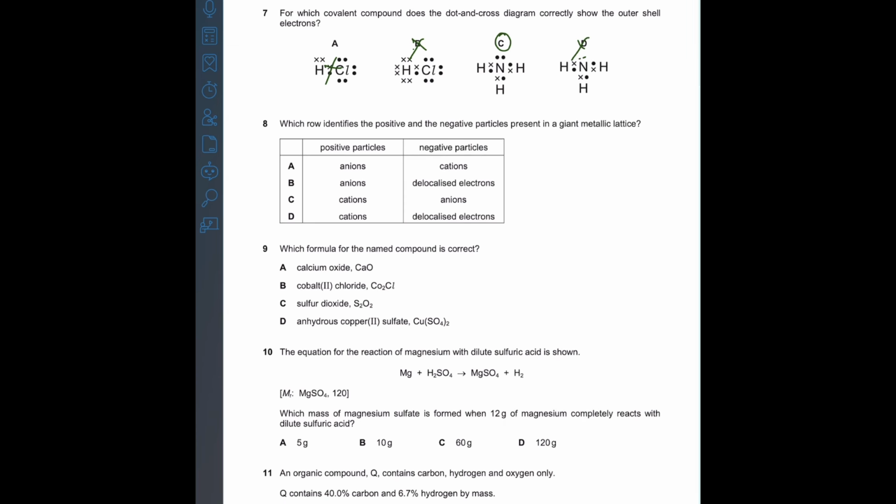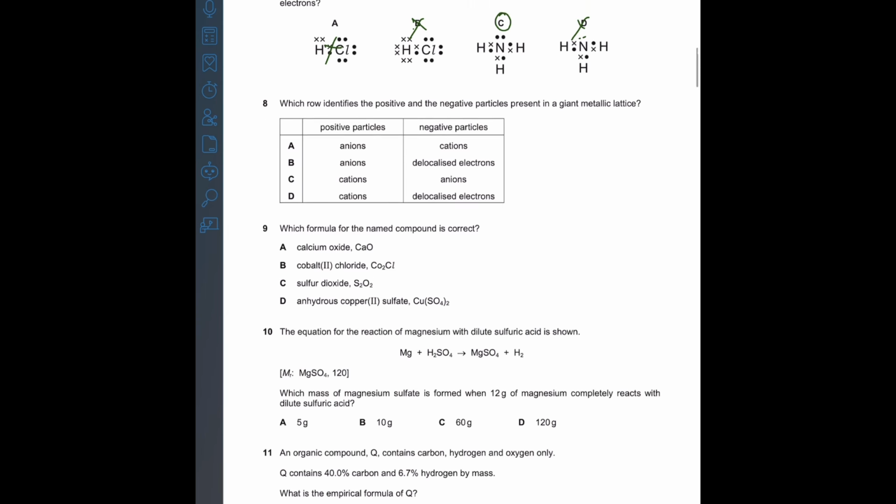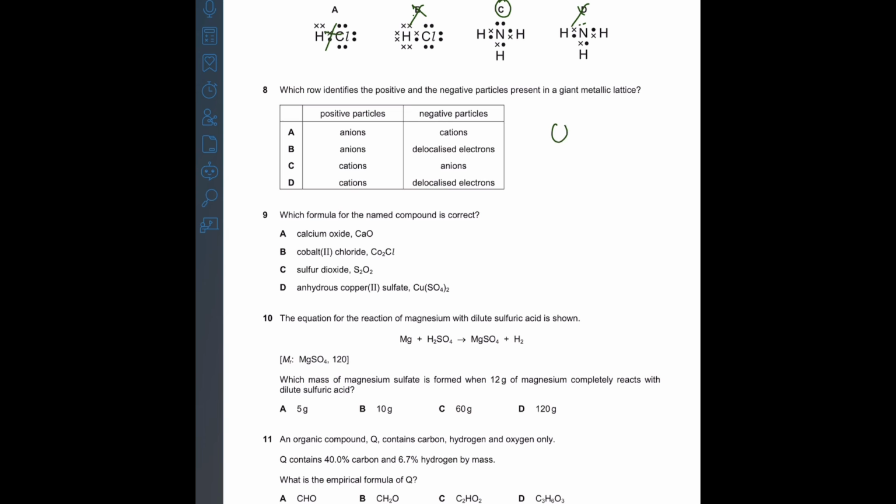Question number 8. Which row identifies the positive and the negative particles present in a giant metallic lattice? Metallic lattices, if you remember, are basically positive ions with negative delocalized electrons. Delocalized means they're out of the atoms, and the metal ions become positive particles called cations. The answer is D.